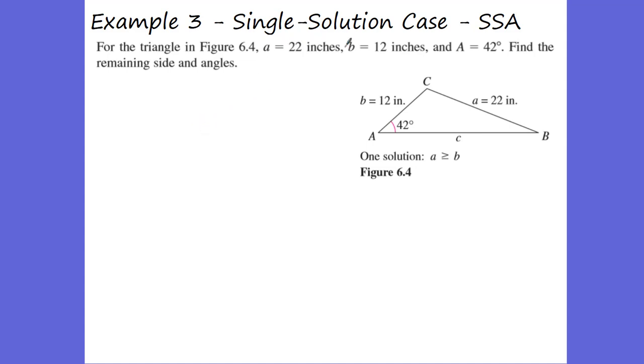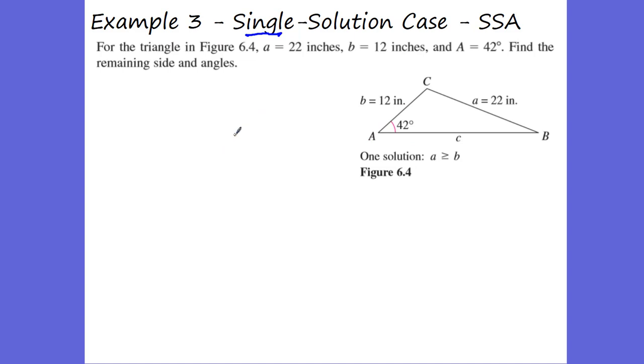Now, if you see side, side, angle, flip that around, and you know that you have the possibility of having a single solution, no solution, or two solutions. So once you see the ASS triangle, you know you have the possibility of having a single solution, no solution, or two solutions.